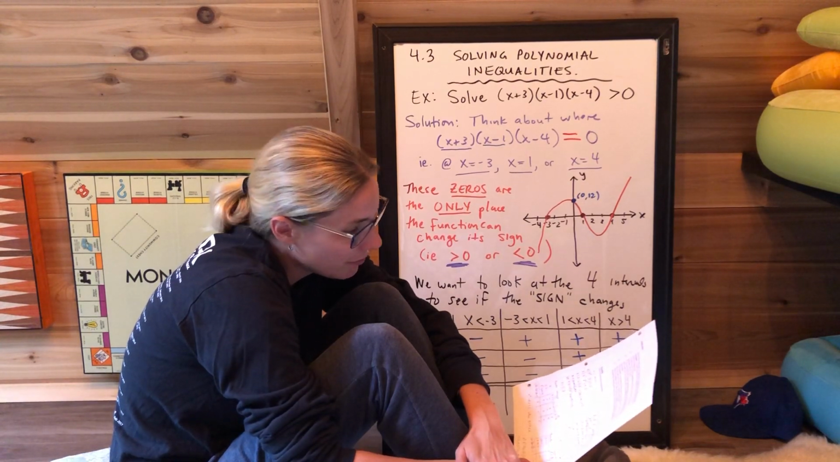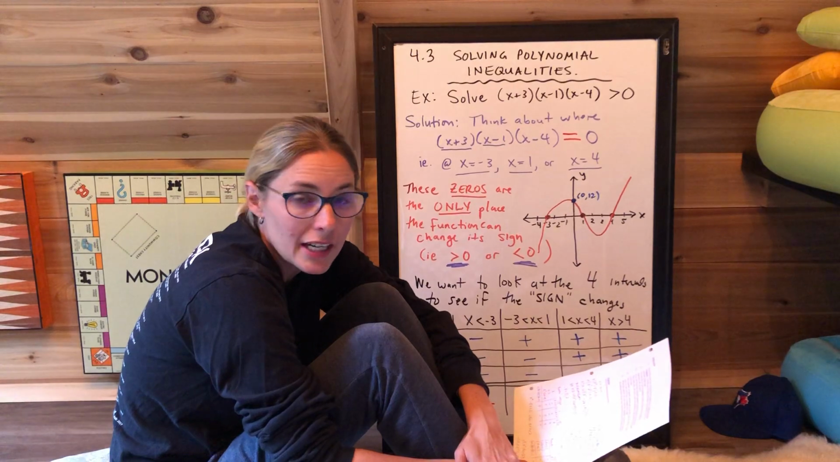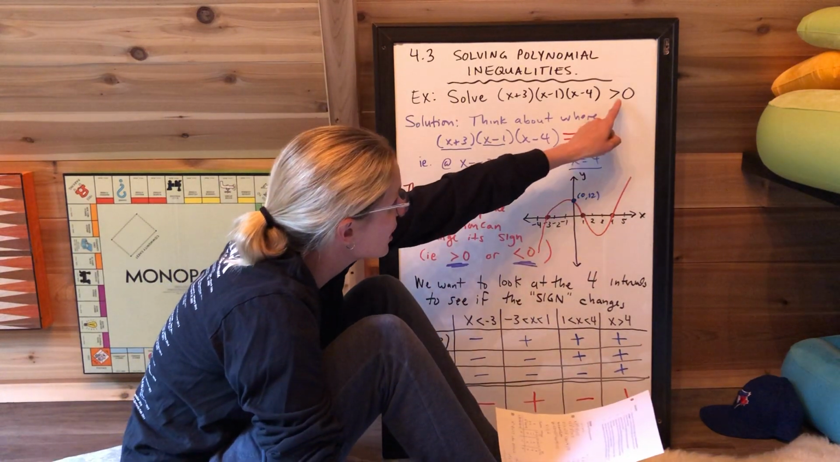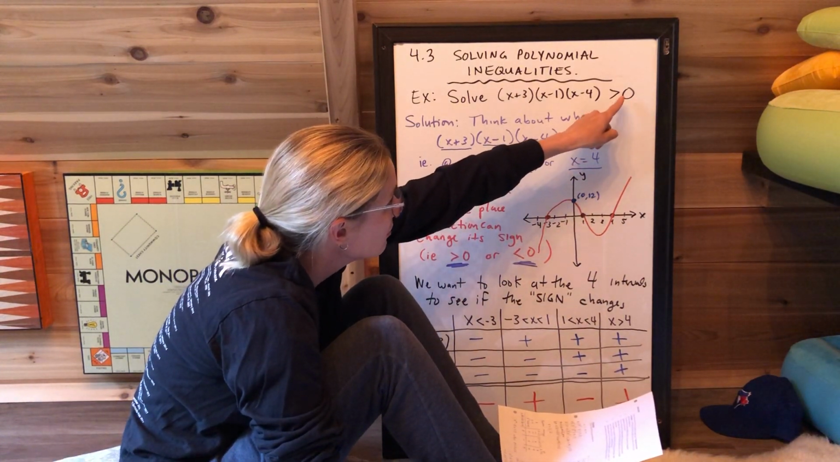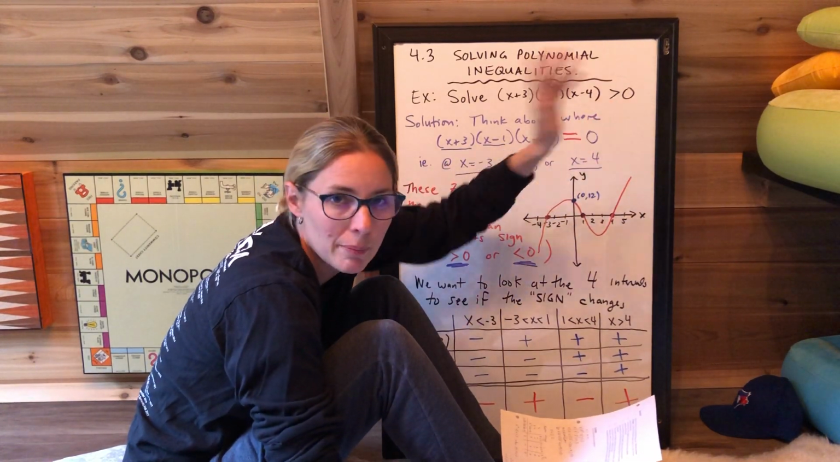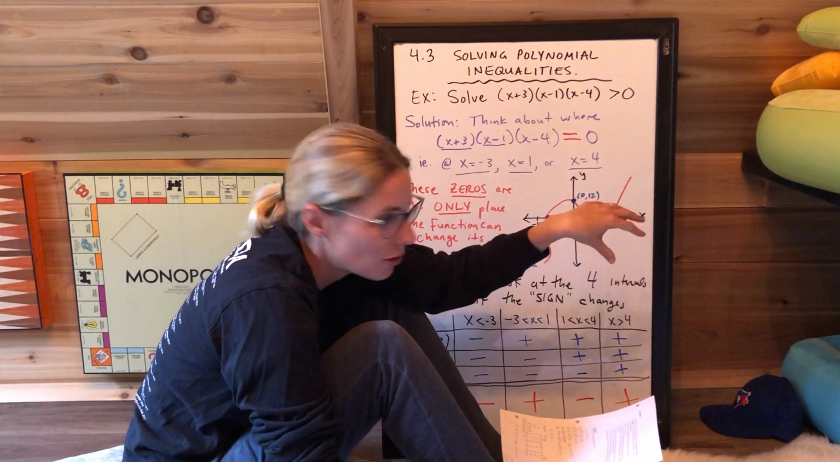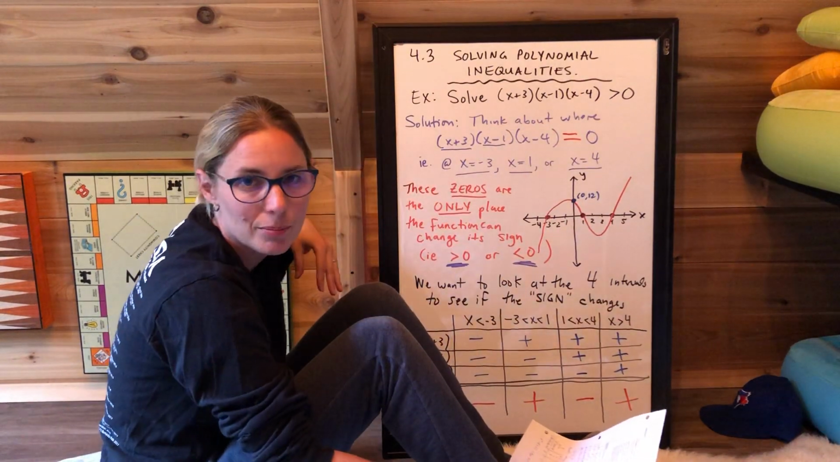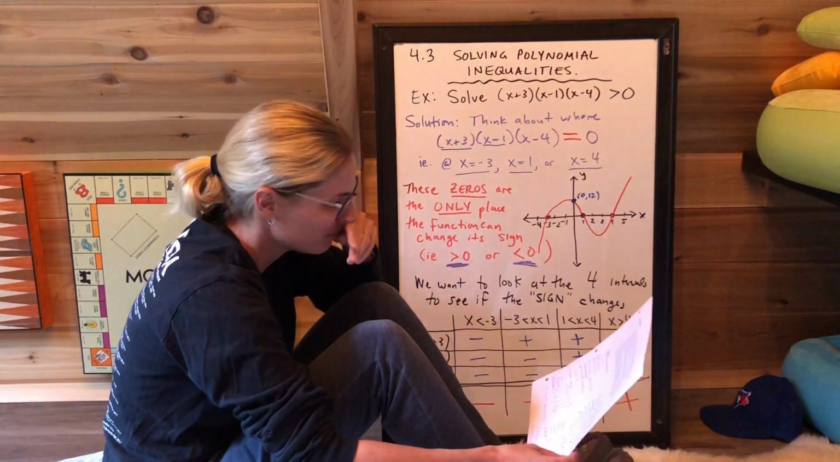This example is already factored and set up with the zeros on one side. If it's not, you have to make it so that it either says greater than or equal to, less than or equal to, 0. There can't be anything else on the right side other than a 0. The rest of the function has to come to the left side, and you have to deal with it over there.